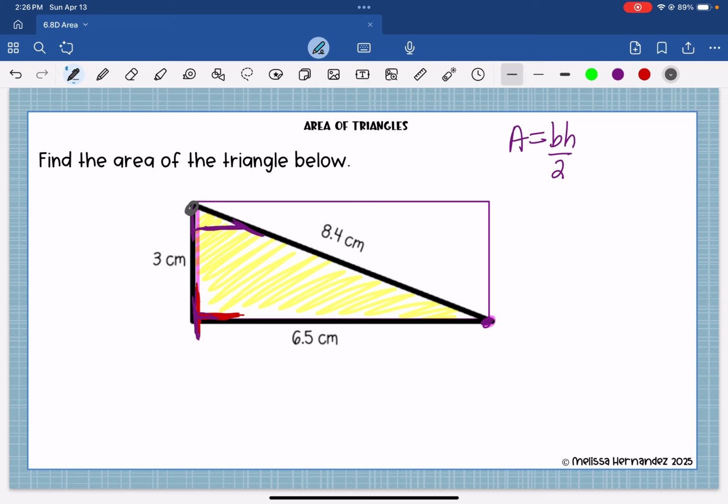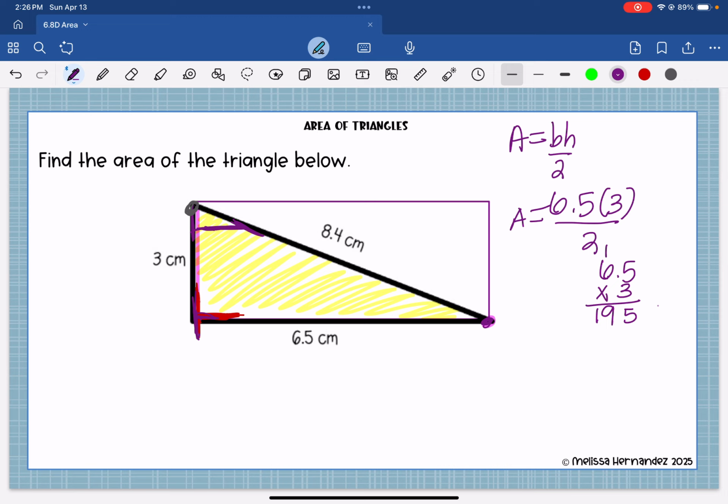Okay, I'm going to plug it in. And the reason I always like my students to plug stuff in is because sometimes it'll give you the area and then you have to find the base or the height. So 6.5 times 3. You don't have to line up decimals. You don't have to add a 0, put a decimal. I see kids do that and it's not necessary.